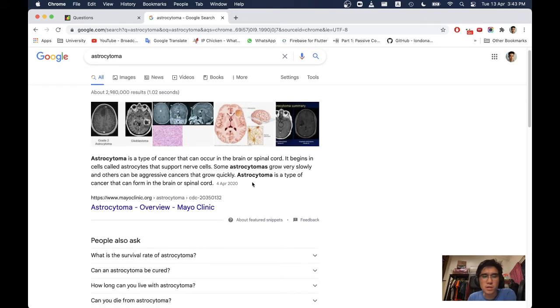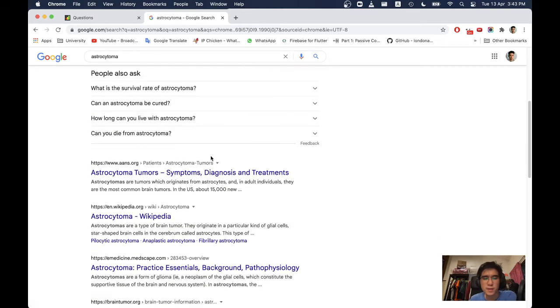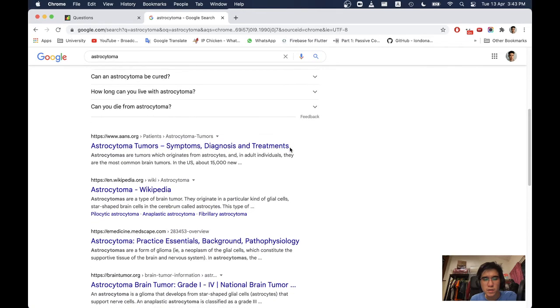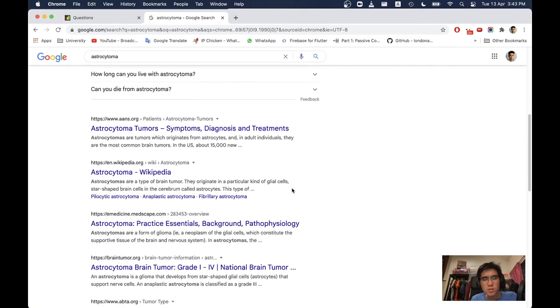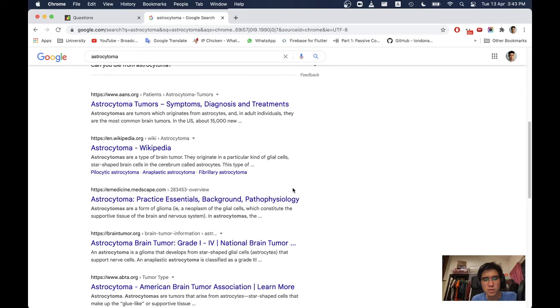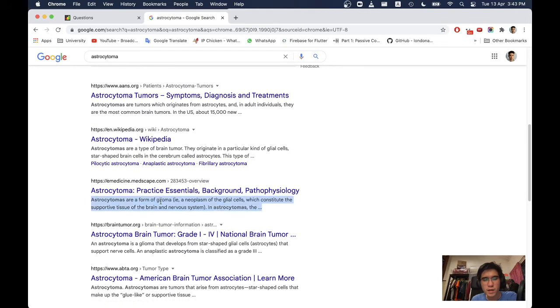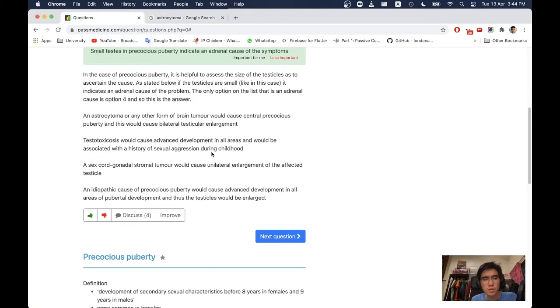Astrocytoma is a type of cancer that can occur in the brain or spinal cord. It begins in the cells called astrocytes that support the nerve cells. Some astrocytomas grow very slowly, and others may be aggressive cancers that grow quickly. Tumors which originate from astrocytes, glial cells, star-shaped brain cells in the cerebrum. Astrocytes are for supportive function though. A form of glioma, a neoplasm of the glial cells, which constitute the supportive tissue of the brain. Why is it involved in hormone production though?